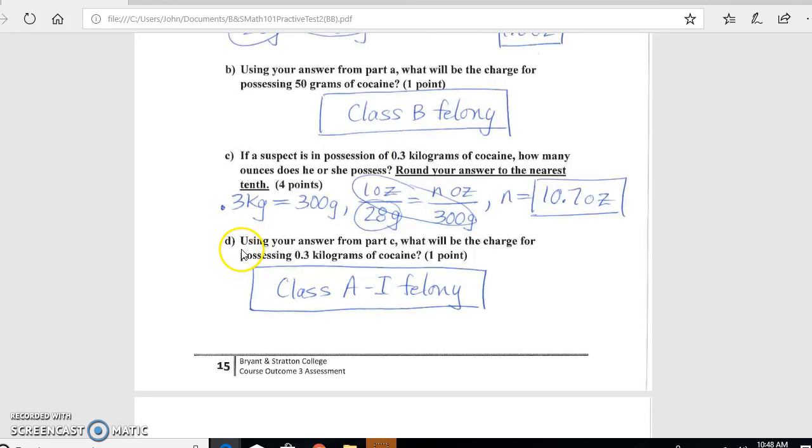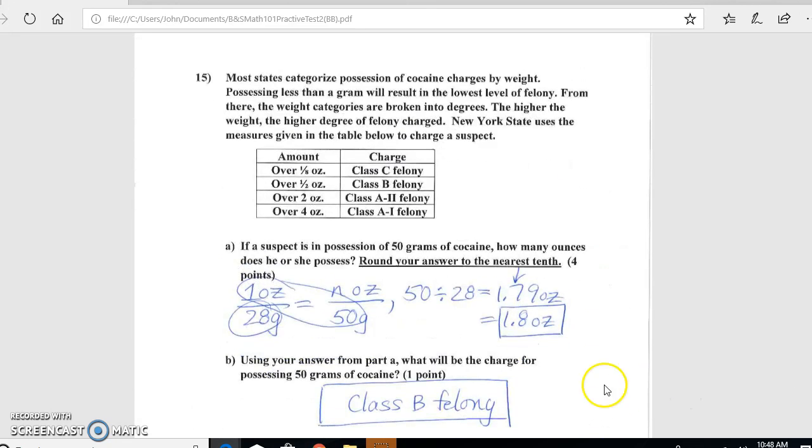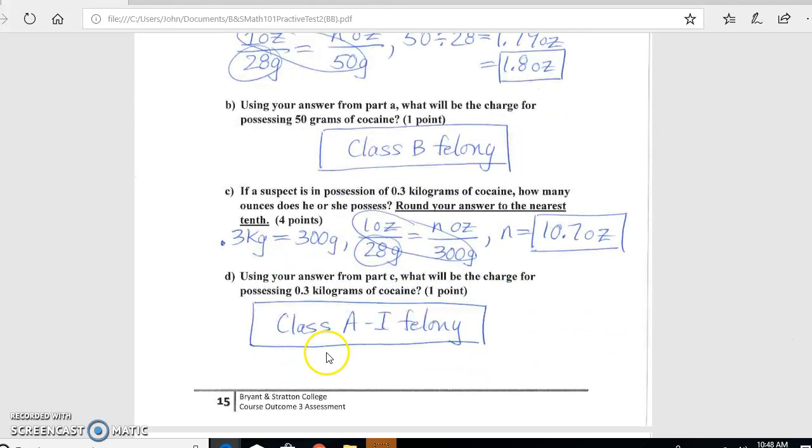On letter D, we're asked, using your answer from part C, what will be the charge for possessing 0.3 kilograms of cocaine? So we're going to go back up to our table. We have 10.7 ounces, which is obviously over 4 ounces, and the charge is going to be a class A1 felony. And that's our answer.